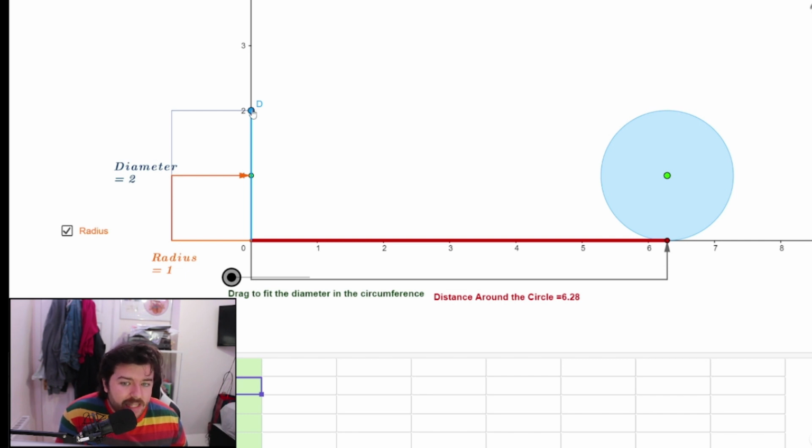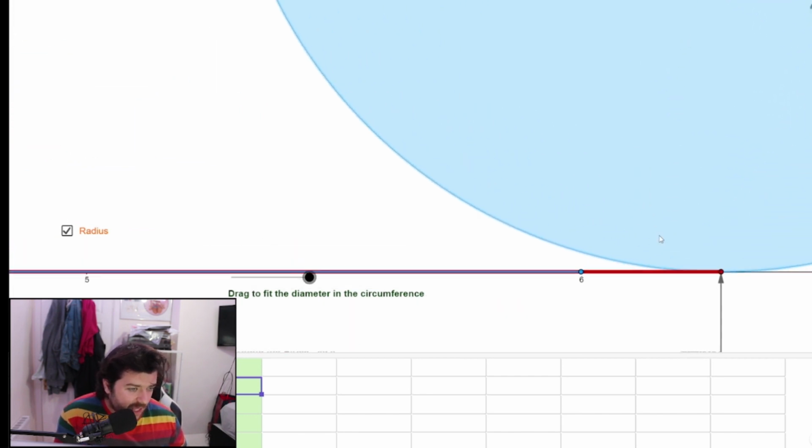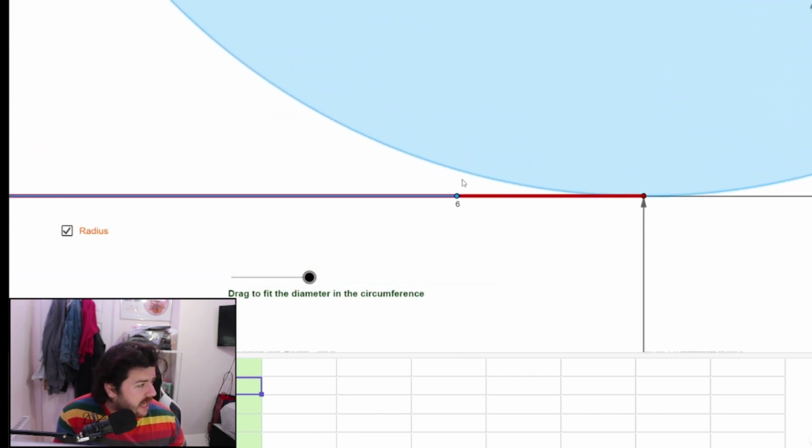So let's see how many times I can fit the diameter within my circumference here. I can fit it once, twice, 3 times, and then look here. Look at this bit. So it fits in 3 and a bit times. But what's this little bit here? That is going to be the irrational part of pi.